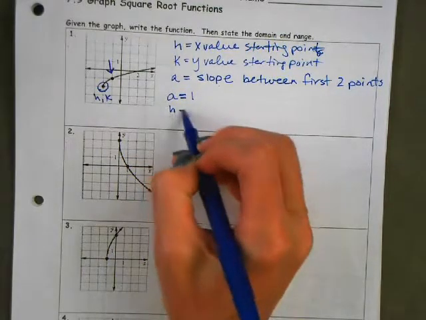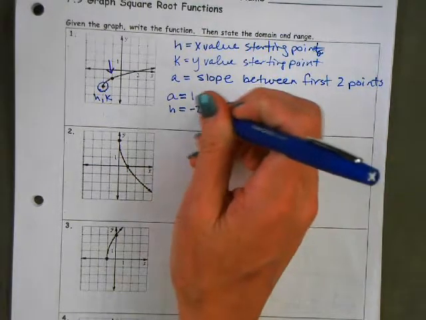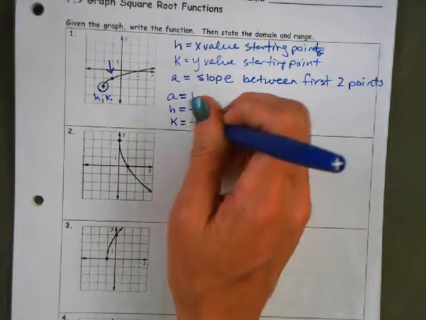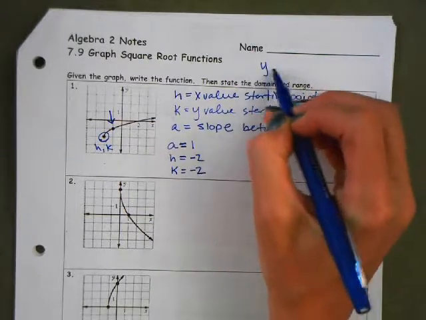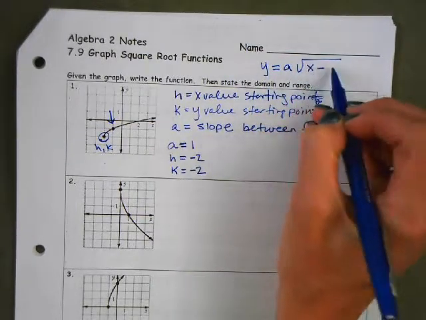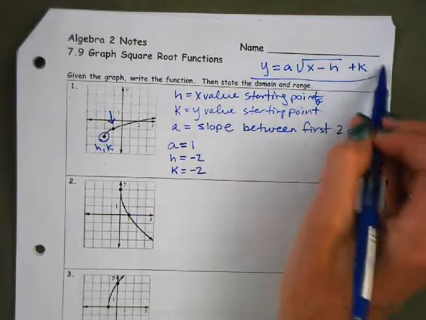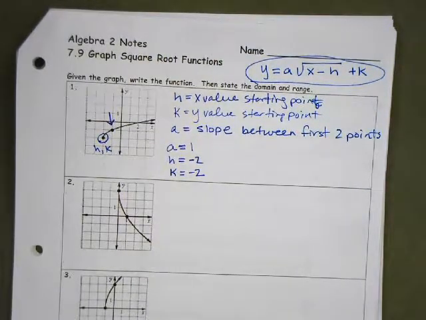Okay? What is H on this one? -2. What is K on this one? It is -2. Alright, so we know that our equation, if you don't remember it, is going to be y equals A, the square root of x minus h, plus k. Alright, this is the equation for the square root function.